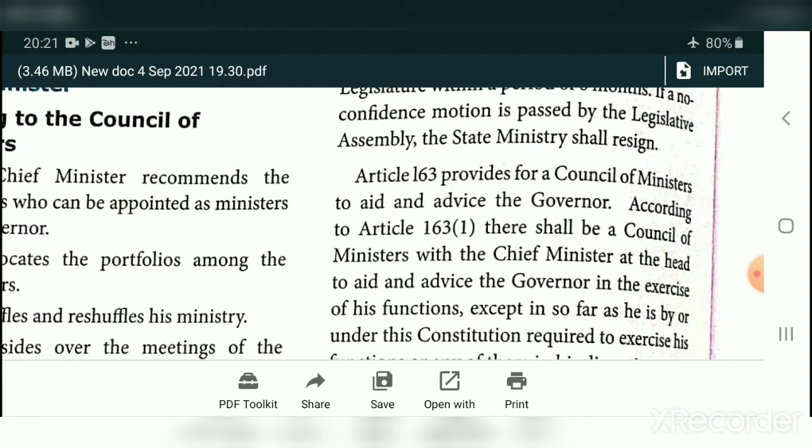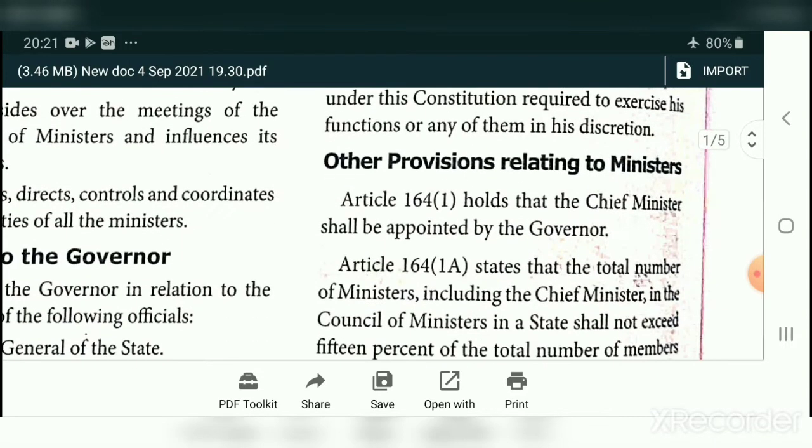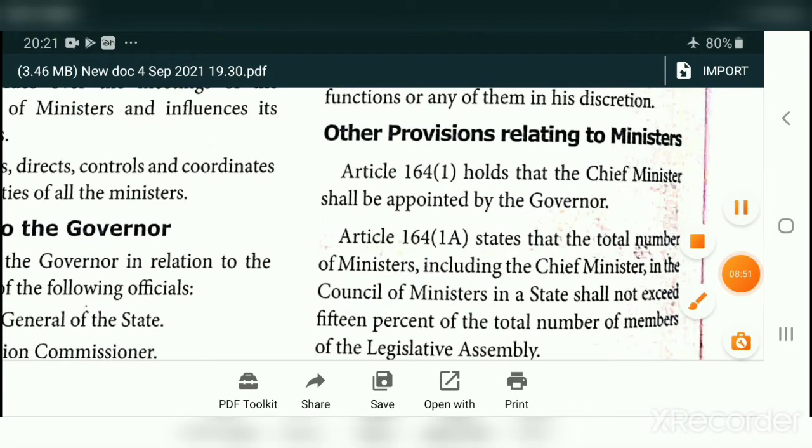According to Article 163(1), there shall be a council of ministers with the chief minister at the head to aid and advise the governor in the exercise of his functions, except in so far as he is by or under this Constitution required to exercise his functions or any of them in his discretion. Then other provisions relating to ministers. Article 164(1) holds that the chief minister shall be appointed by the governor. The chief minister is appointed by the governor.